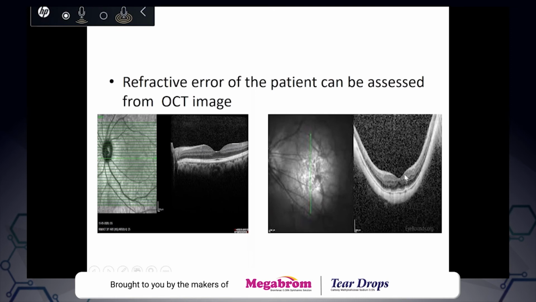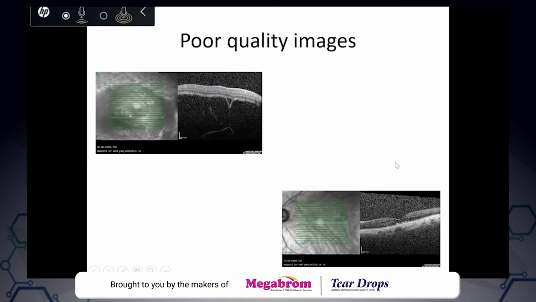But look at this. This is not mild. This is something very gross, and you can even say this is a very large eyeball. This is of myopia. This is actually a staphyloma. So even the refractive error can be found out.